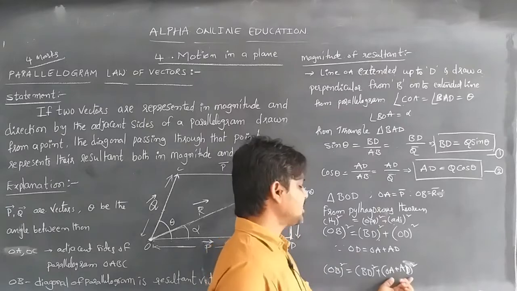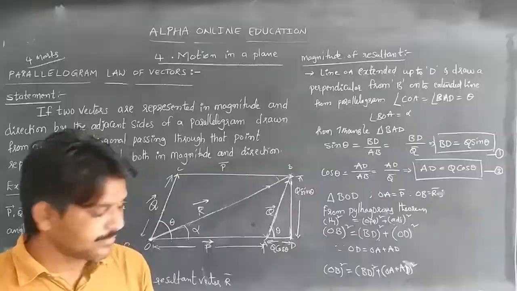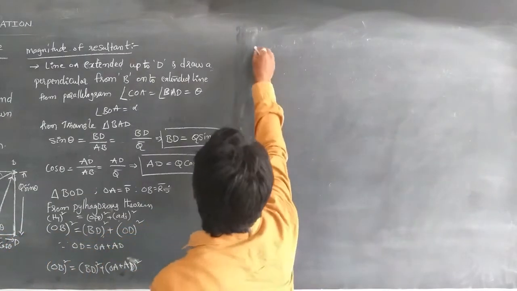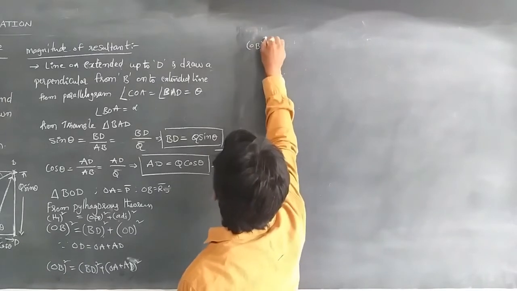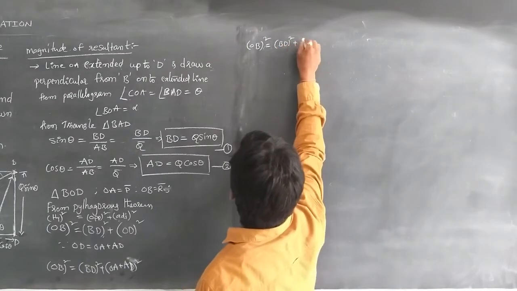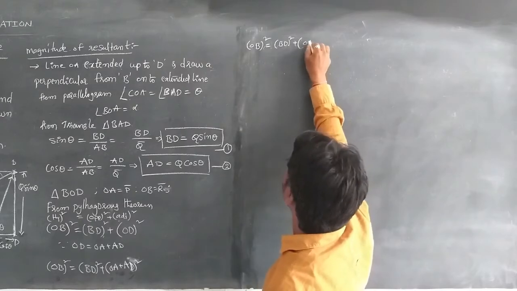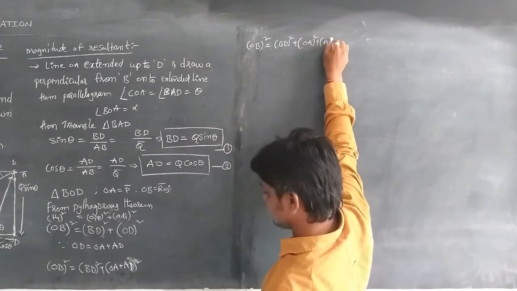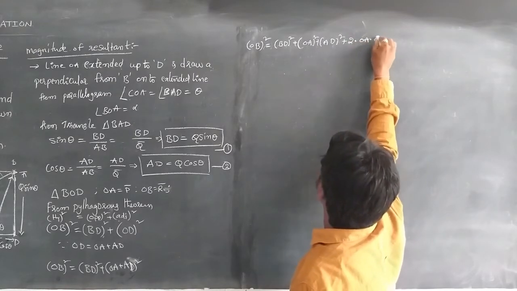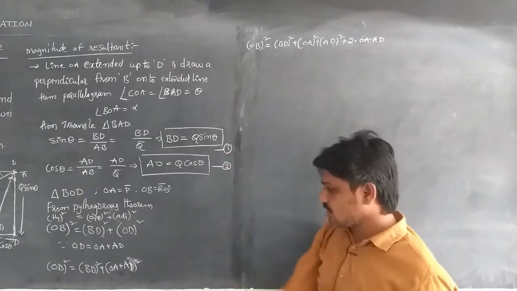This will be like the (a plus b) whole square formula we are extending. So by extending this according to (a plus b) whole square, we can get OB square is equal to BD square plus (OA plus AD), meaning a plus b, whole square. So OA square plus AD square plus 2 into OA into AD.